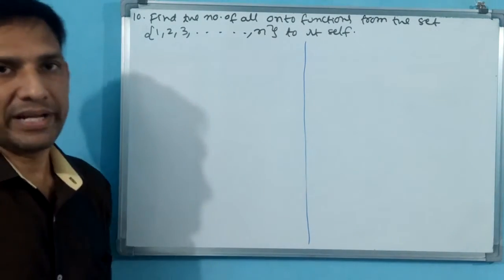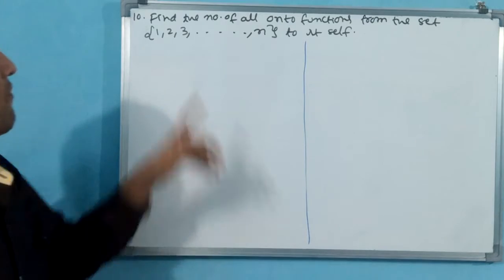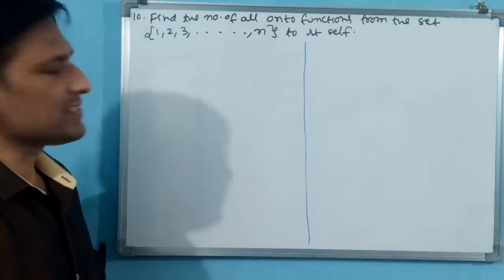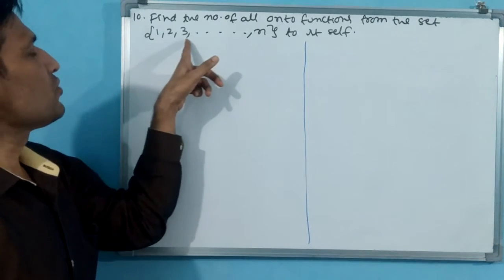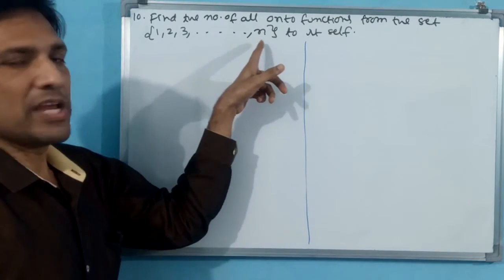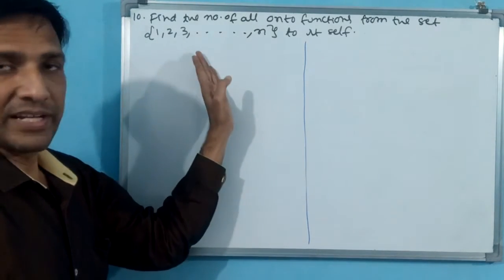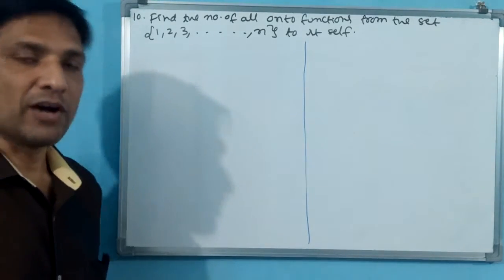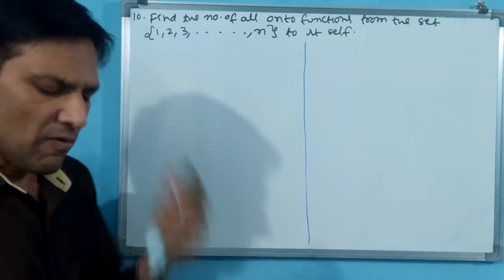See the question number 10. Find the number of all onto functions from the set 1, 2, 3 up to n elements. This set he has given, to itself, that means the same set. He is asking the number of onto functions. Okay. What is an onto function?